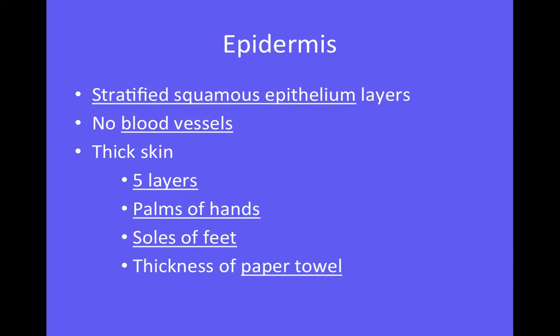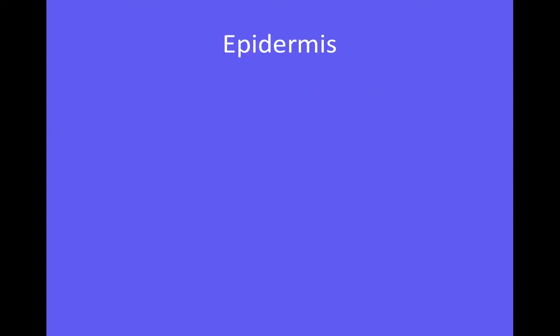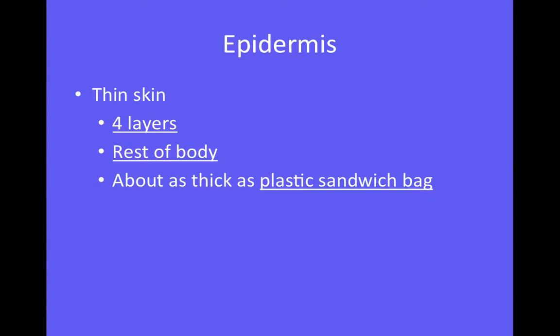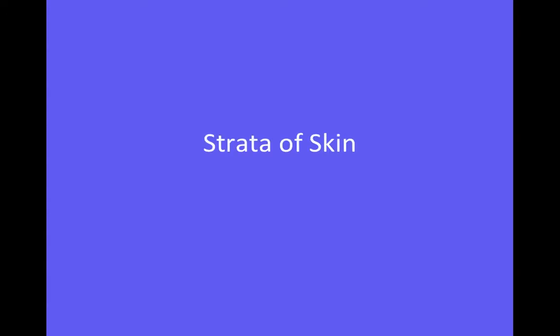Well, if we have thick skin, then obviously the second type is thin skin. And thin skin only has 4 of those different types of cell layers. This is found in the entire rest of the body. And again, for a thickness comparison, it is about as thick as a plastic sandwich bag. So what I want to do is go through these different groupings of cell layers, which are often called strata, like rock strata, for instance.